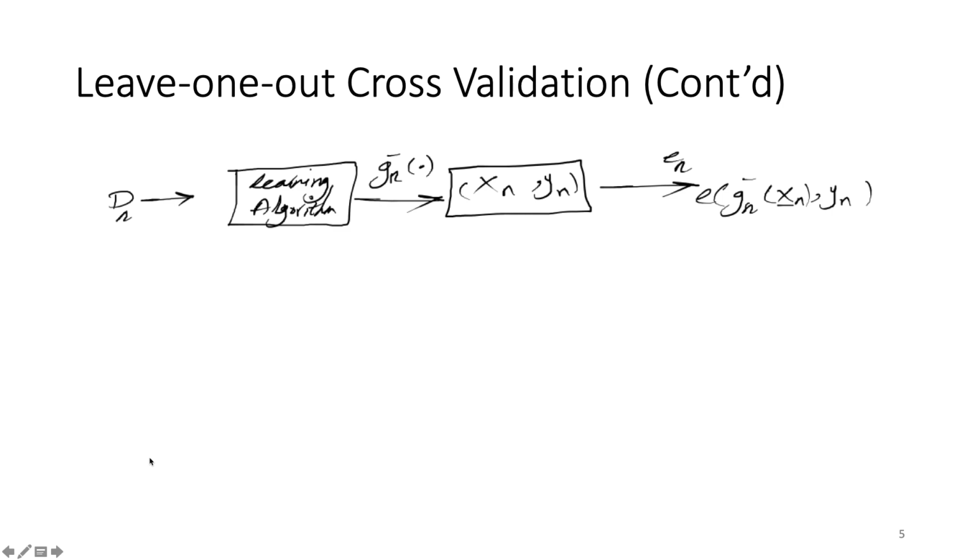Now you see that when we train, instead of using D, we use Dn, and we use this with our learning algorithm. This will yield the g minus n function, the hypothesis, the candidate in your hypothesis set, and you test it with xn, yn. So this is going to be your validation set. Using this validation set, this will yield the pointwise error on this g minus n function. So the error would be e of g minus n, xn, and yn.